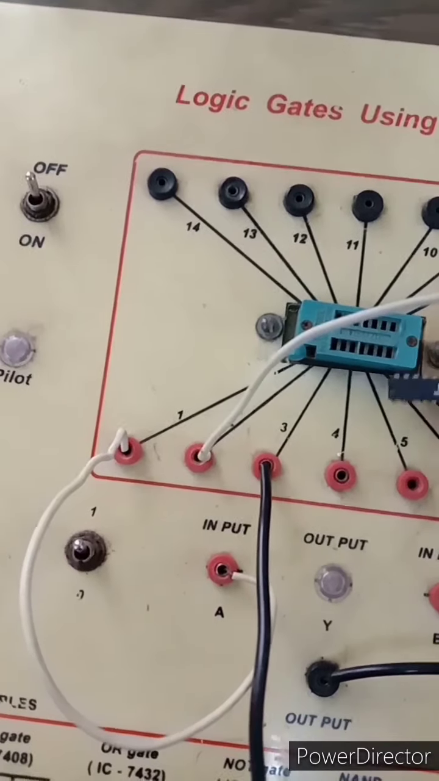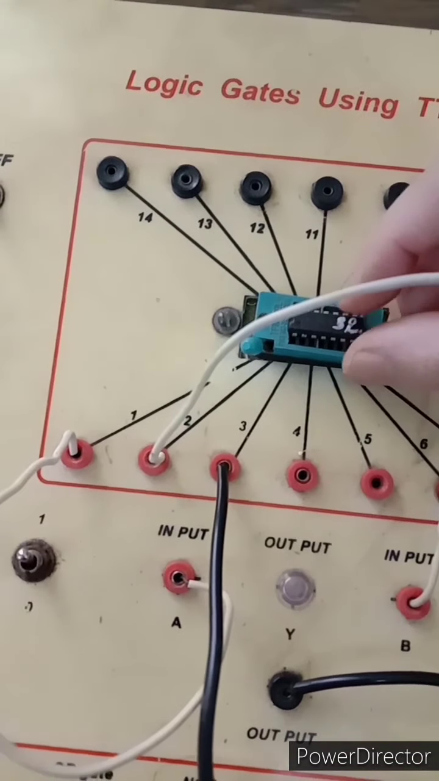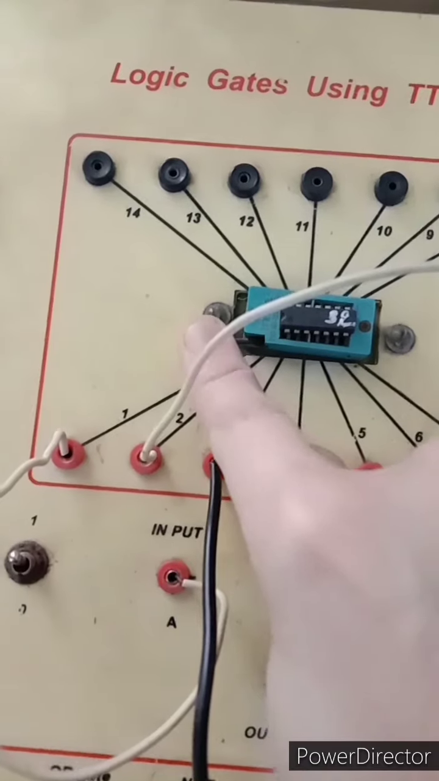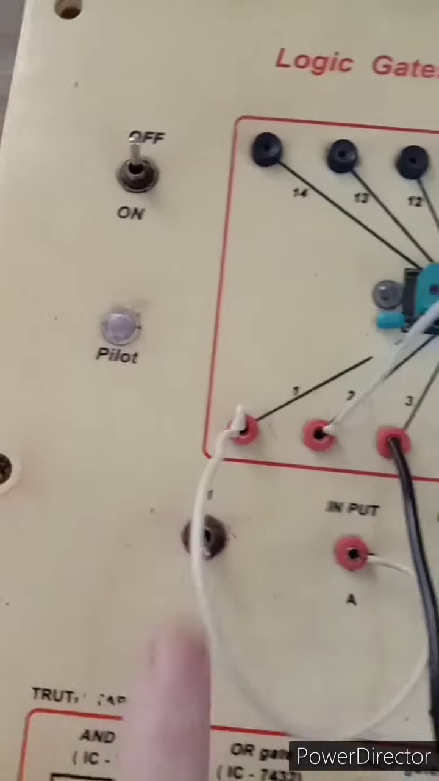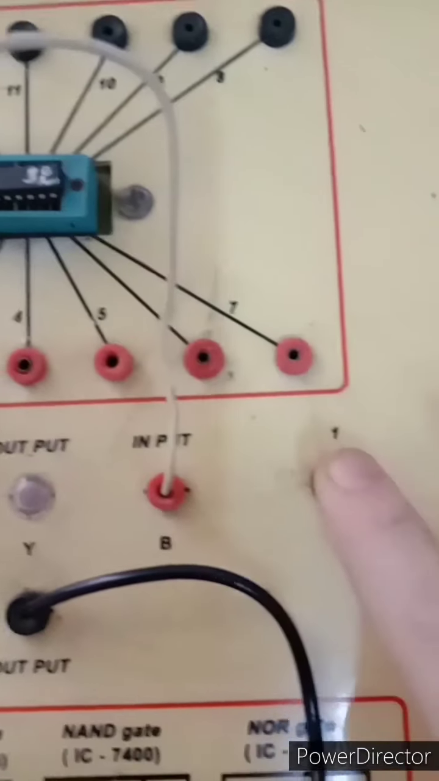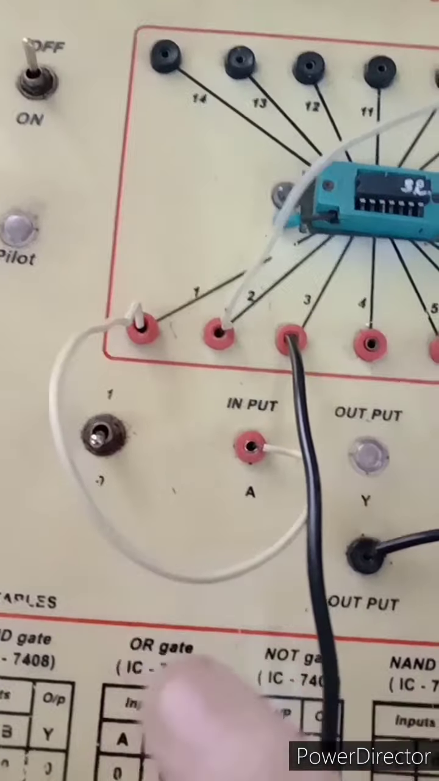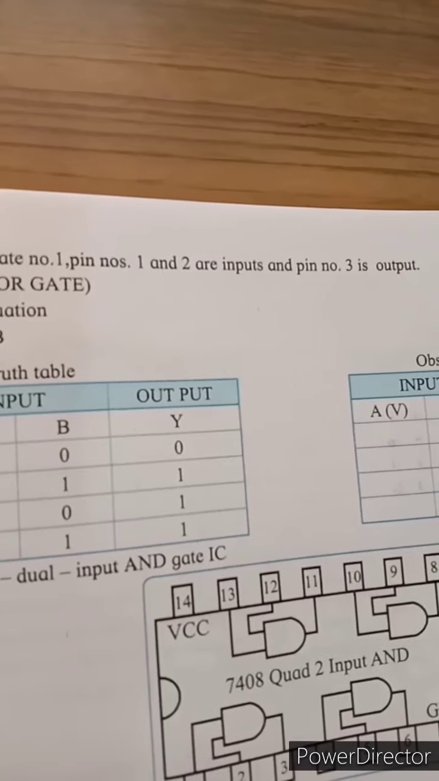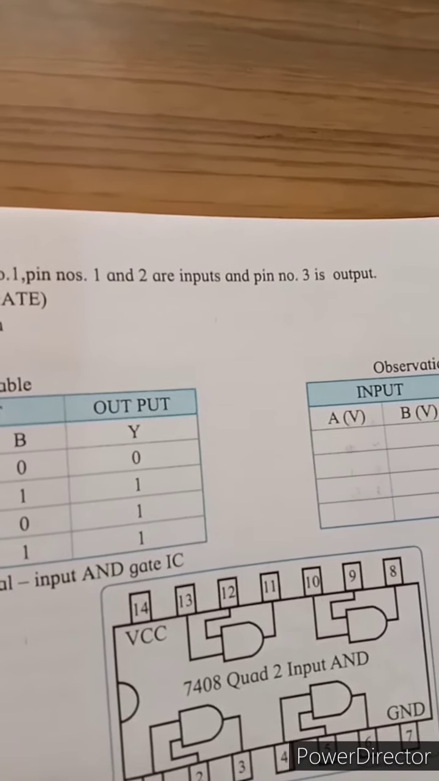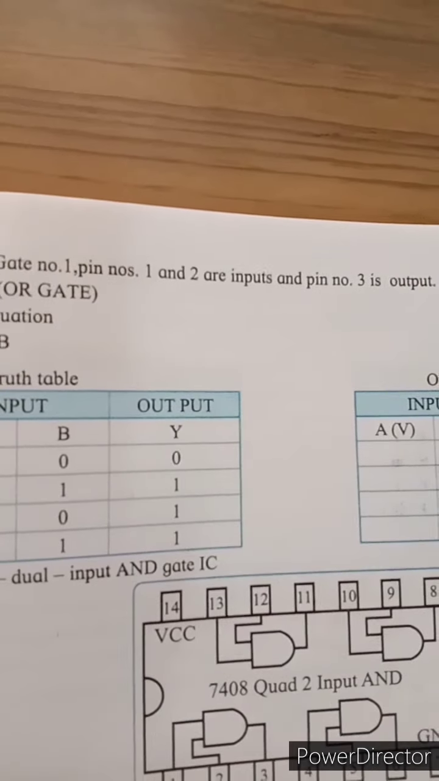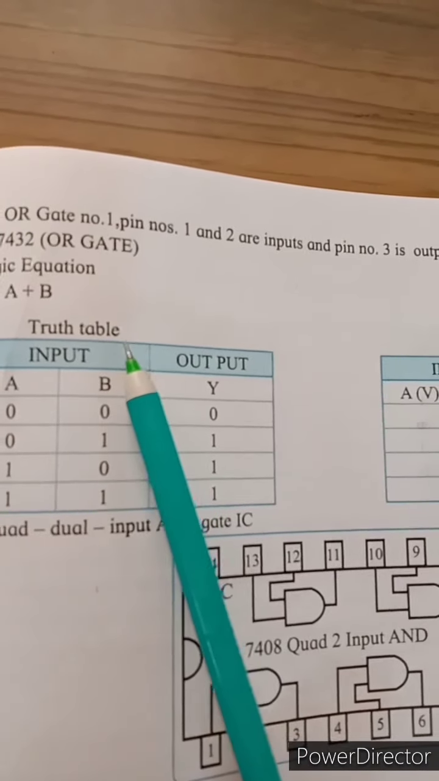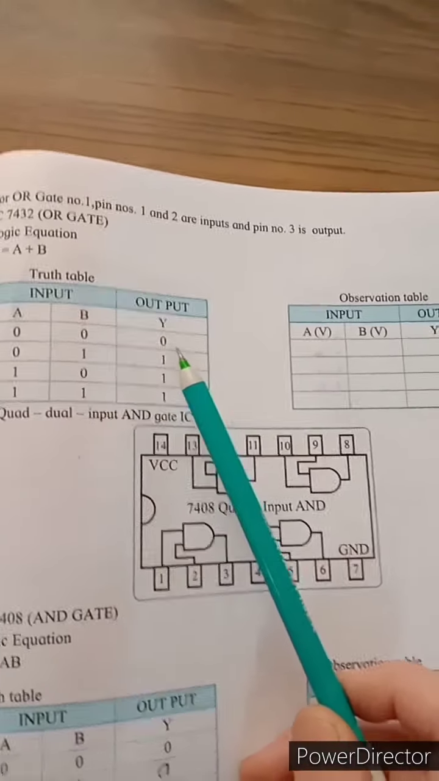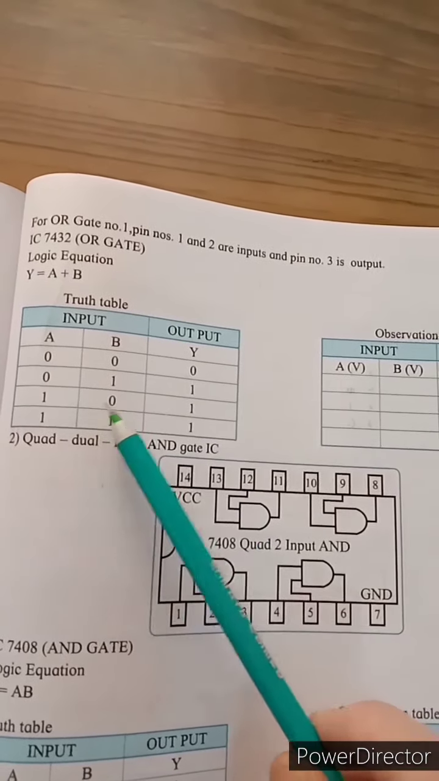Now mount another IC 7432, fix it in a socket and give the condition 0 0. Now this gate, 7432, is OR gate. So Boolean equation is Y is equal to A plus B. So we should get the output high if any one of the input is high. So let us check it with that.